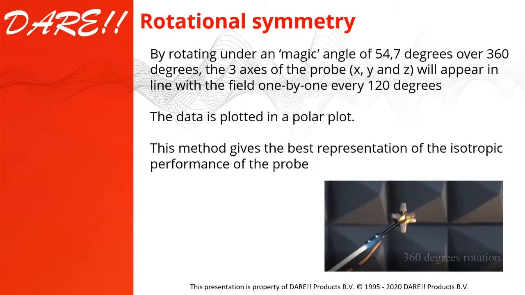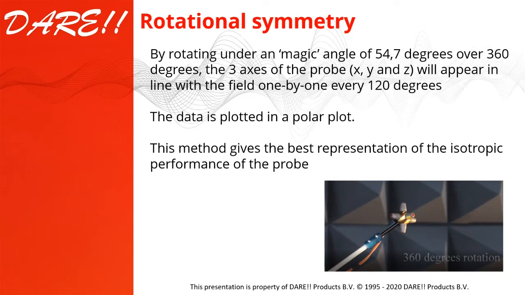Then the third way to measure the isotropic performance is what we call rotational symmetry. For rotational symmetry, of course, you need an anechoic chamber. You generate a field strength with a fixed level and a fixed orientation, for example, horizontal. And then the field probe is placed on a stick, which is at an angle of 54.7 degrees in relation to the applied field. And that's why we call it the magic angle.